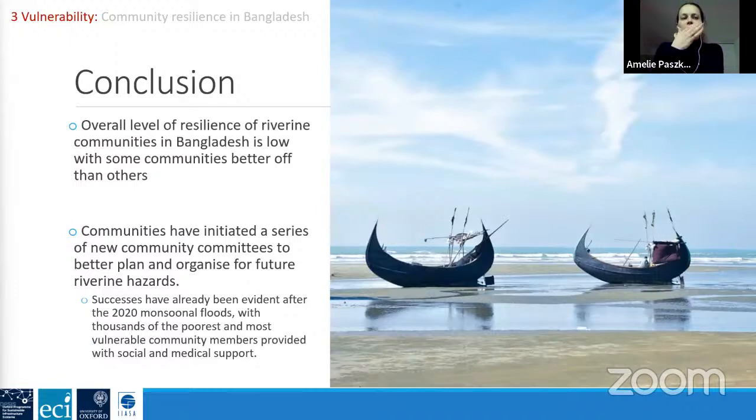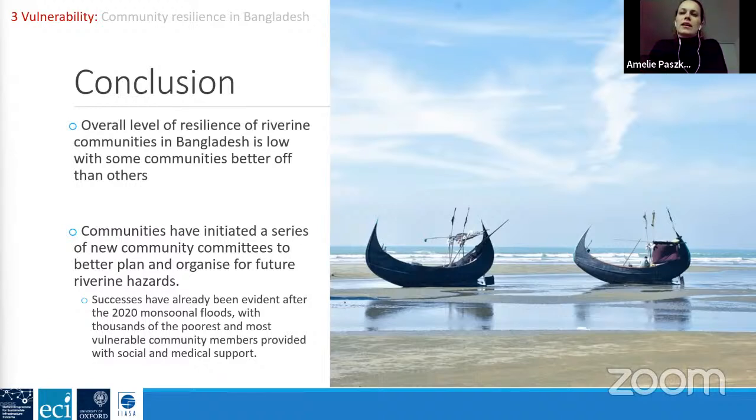So overall, you can see from this paper that the resilience of riverine communities in Bangladesh is relatively low. But again, like I said, this is like the worst case situation, and some communities are better off than others. In response to this recognition that their resilience is quite low, these communities have already started initiating a series of committees to better plan and organize for future hazards. And the successes of these have already been evident after the 2020 monsoon floods, with thousands of the poorest and most vulnerable community members provided with social and medical support.